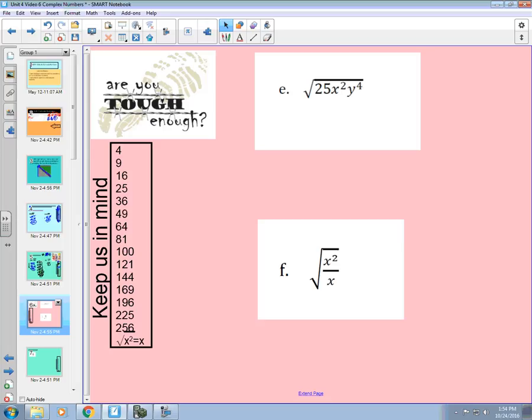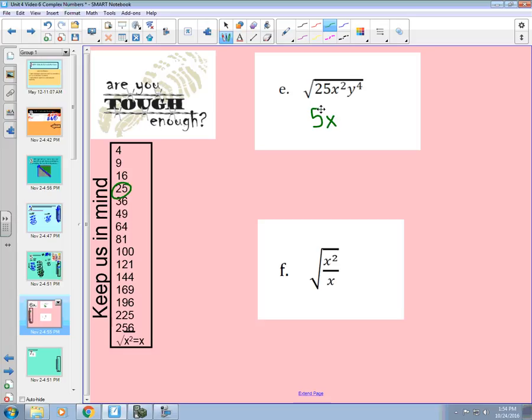Okay, so on letter E, let's go through and do each one. Square root of 25. Square root of 25 would be 5. That is a perfect square. It's on our list over here. Okay, square root of x squared, we just had that. Square root of x squared is x.